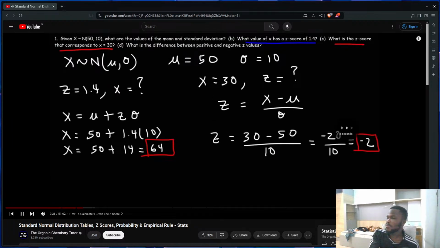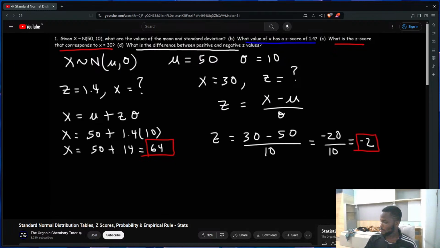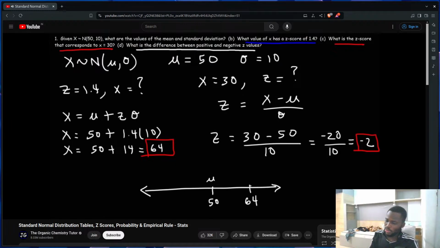Now let's move on to part D. What is the difference between positive and negative z-values? Let's create a number line, and let's put the mean in the middle. Now, when x was 64, this corresponded to a z-value of positive 1.4. And when x was 30, the z-value that it corresponded to was negative 2.